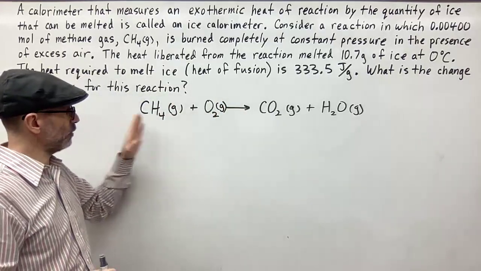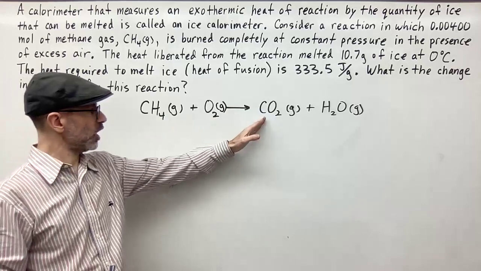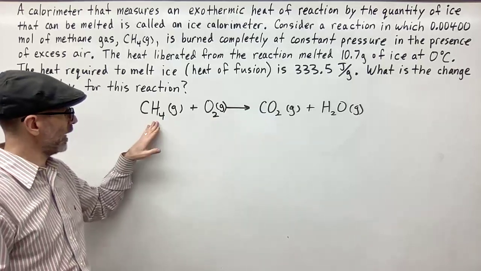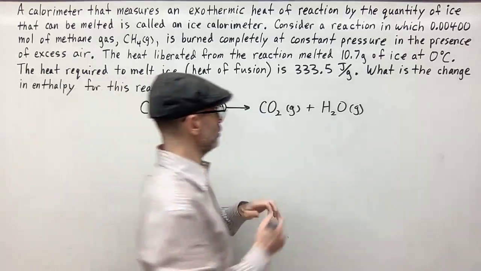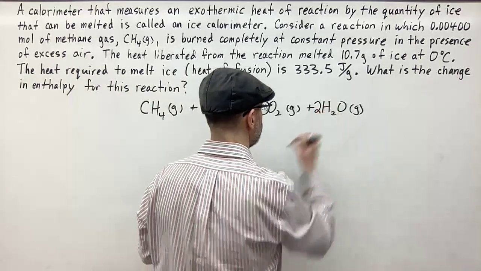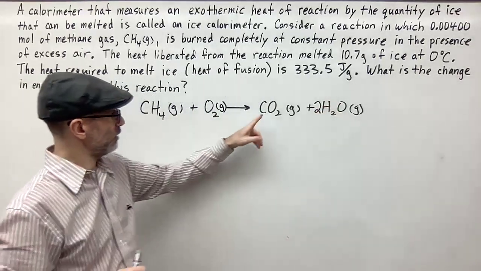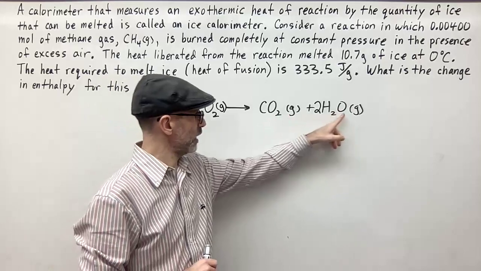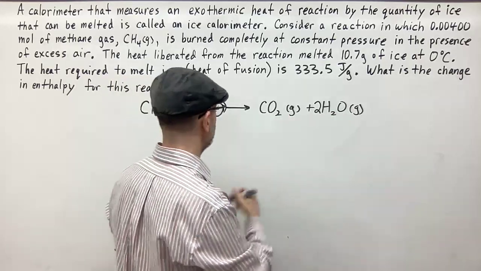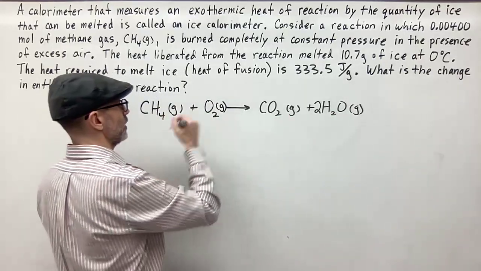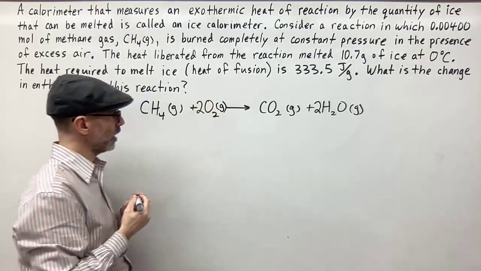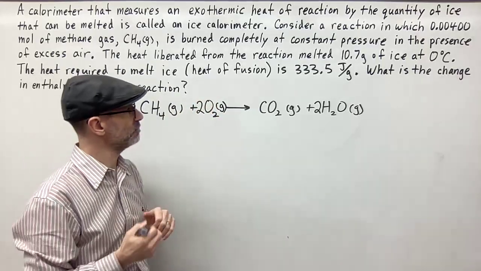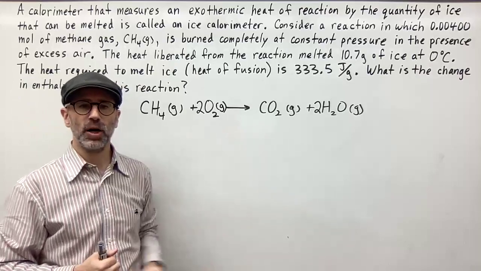Okay, so now we need to balance. We have one carbon, one carbon. We have 4 hydrogens. We have 2 hydrogens over here, so we need a 2 over here. We have 2 oxygens here. We have 2 times 1 is 2. That's 4. So we need 4 on this side, so I need a 2 there. So now I have my balanced equation. So that's the first part.